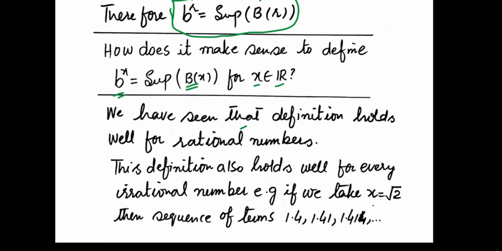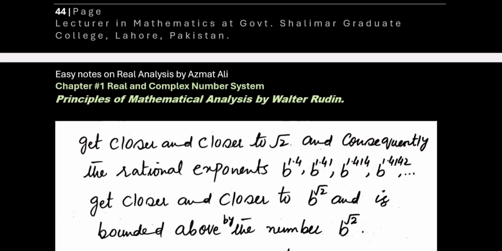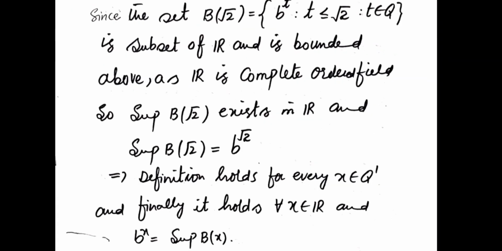For example, if I take x equal to square root 2, then approximating the value of square root 2 gives 1.4142 and so on. If I take x equal to square root 2, which is clearly an irrational number, then the sequence of terms 1.4, 1.41, 1.414 and so on gets closer and closer to square root 2, and consequently the rational exponents b raised to power 1.4, 1.41, 1.414, 1.4142 and so on get closer and closer to b raised to power square root 2, and are bounded above by the number b raised to power square root 2.